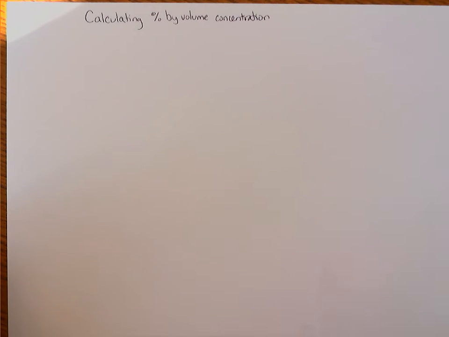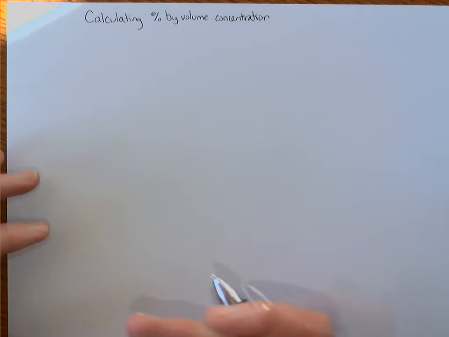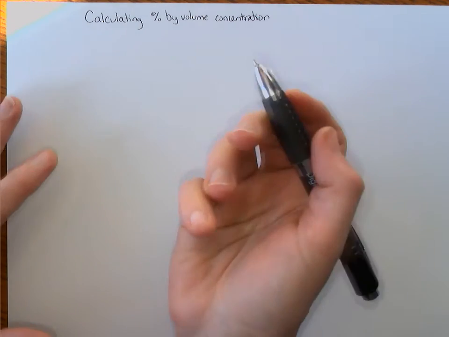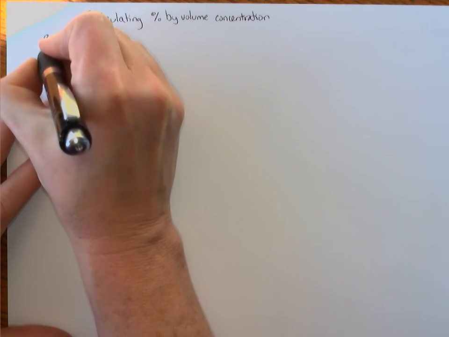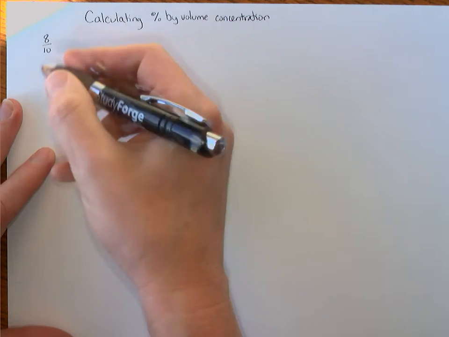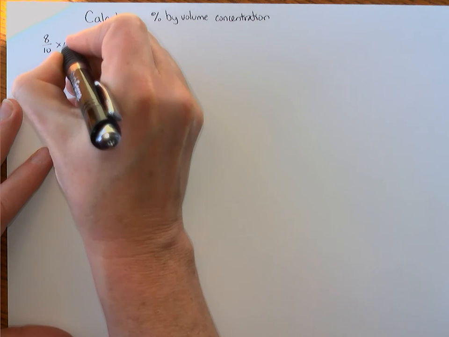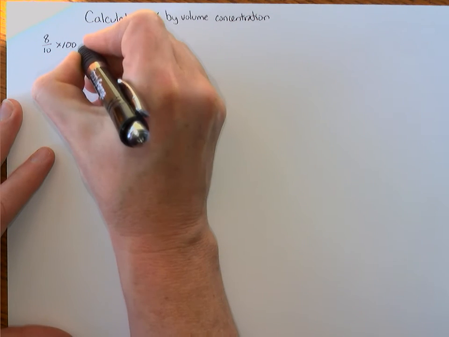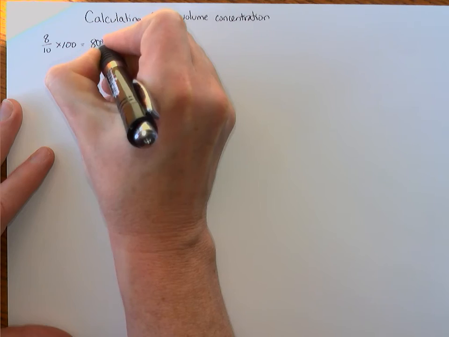So we're looking at calculating percent by volume concentration. This is just like how you would calculate your test mark. Say you got 8 out of 10 on an exam. You would go 8 out of 10 times 100 to get your percent, right? And that would give you 80%.